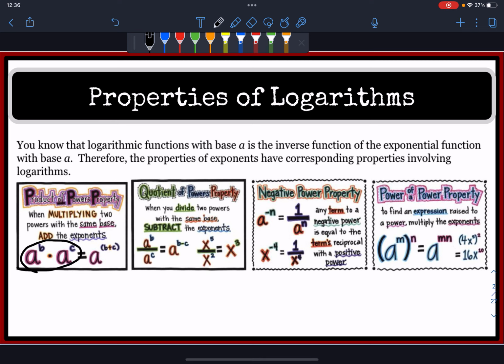If you multiply two powers together, you can simplify or condense it into one base by adding the exponents. If you're dividing two exponential expressions, you can condense this to one base a by subtracting the exponents from each other, as you see in this example here. And then you have your negative power property and the power of a power property. Well, logs have similar properties that correspond to these properties here.